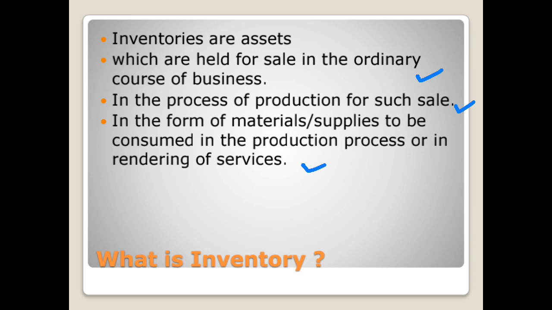Say there is a manufacturing organization producing Surf Excel. Now Surf Excel will be their FG, which will be considered under inventories. Also, there will be raw materials required in producing those Surf Excel or FG. Those will also be considered under inventory valuation.